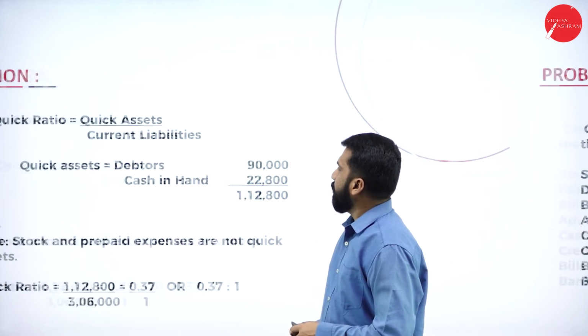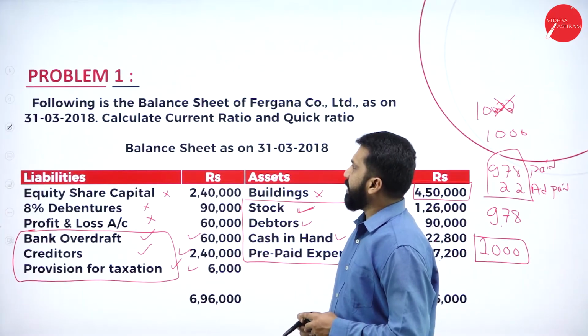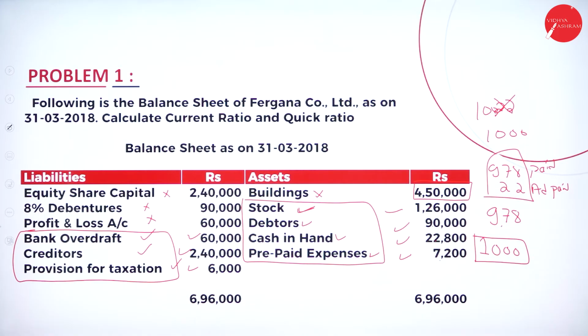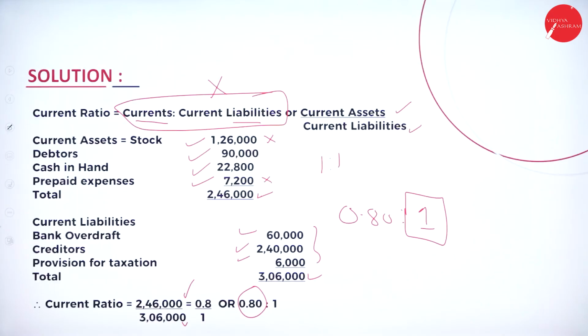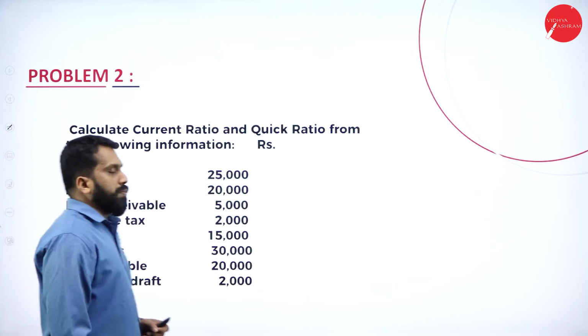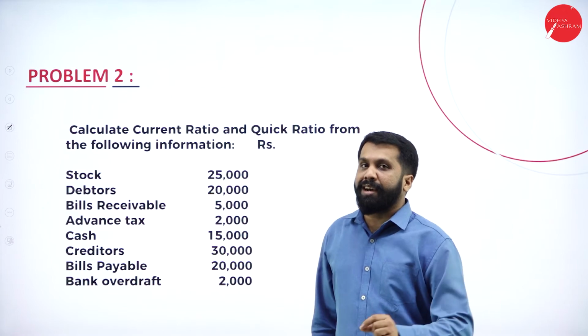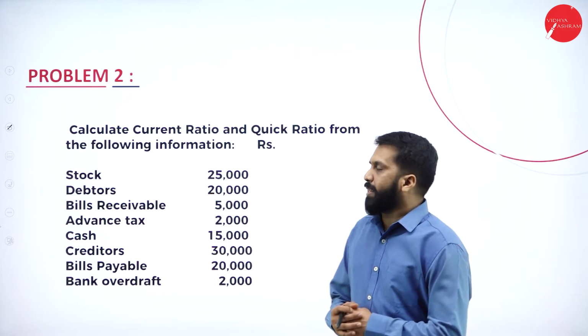Hope you understood. So before I go to the next problem, I'll go back. Please take a screenshot. So this is your problem number 1, the solution part. And this is the second part of your solution. Now we'll go to problem number 2. Before we go to the answer, we'll find out which are current asset and which are current liability.